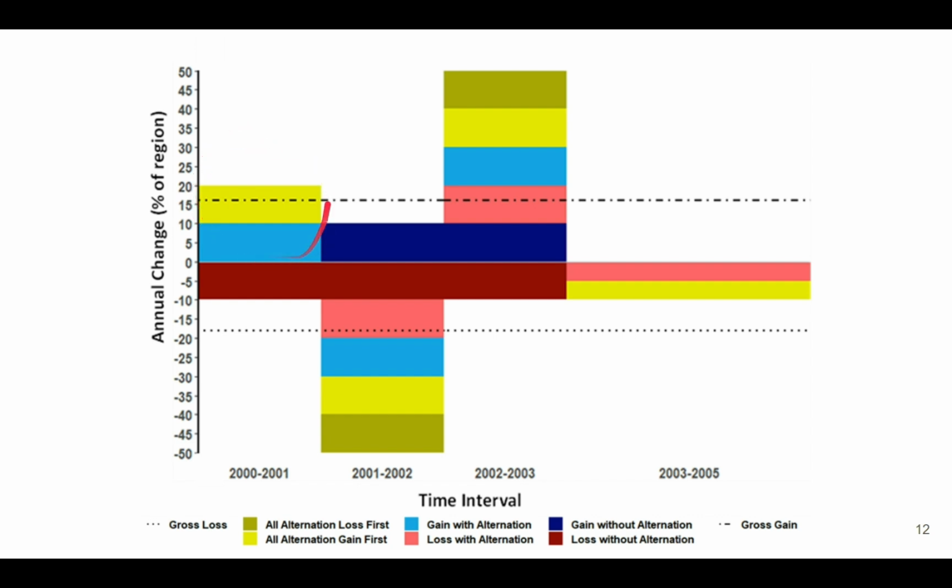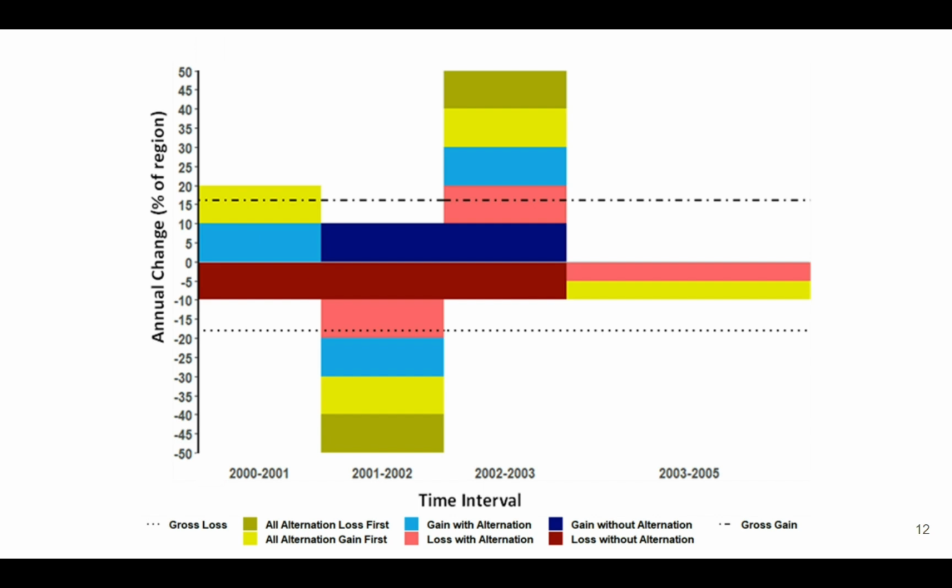Bars of gross gain rise above 0 on the vertical axis, and bars of gross losses fall below. Time interval 2001 to 2002 shows gross gain of 10% and gross loss of 50%. Time interval 2002 to 2003 shows a gross gain of 50% and a gross loss of 10%. Thus, the speed of gross change during those 2 time intervals is identical. However, the 2 intervals differ in whether that change is gross loss or gross gain.